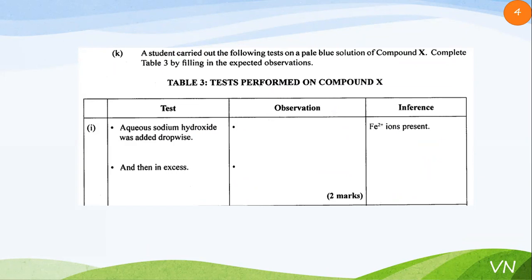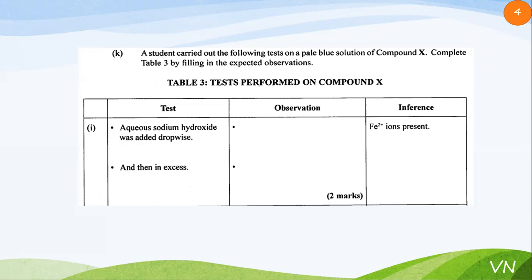So question 4 tells us that a student carried out the following tests on a pale blue solution of compound X. You are to complete the table by filling in the expected observations. So they give you the inferences again, and you're asked to complete the observation section of the table. The first test is that we add sodium hydroxide dropwise and then in excess. And our inference is that we have iron 2 plus ions present.